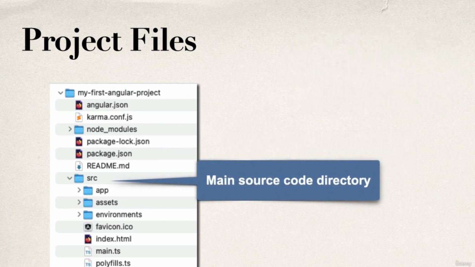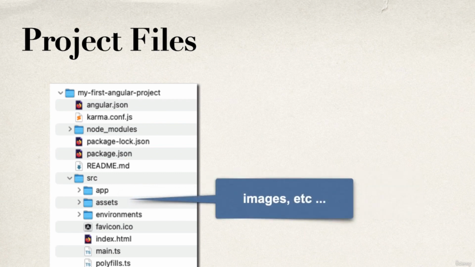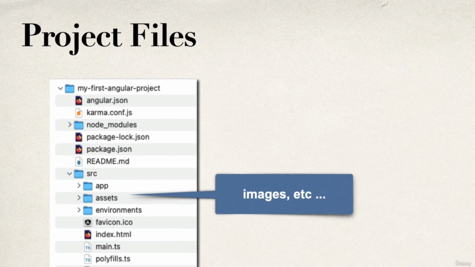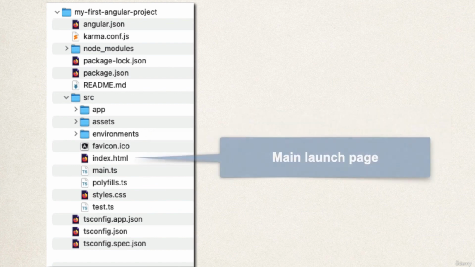Then we have the main source directory. And then the app folder basically has your app components, templates, and so on. The assets folder has any other web assets that you want to serve up. So for example, images and so on, you can place here. The environments folder has configuration for your different environments. So for like dev environment, test environment, prod environment, similar to profiles in the Spring world. There's the index.html. This is your main launch page. This basically bootstraps the entire process for your given application.